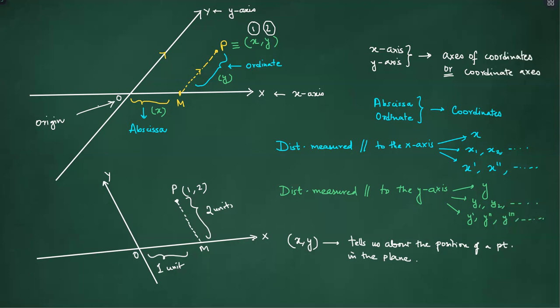In this case, clearly, my OM is half the size of PM. That's just for observation purposes. I hope this point is clear to everybody. Now let's move forward and understand the concept of the quadrants.